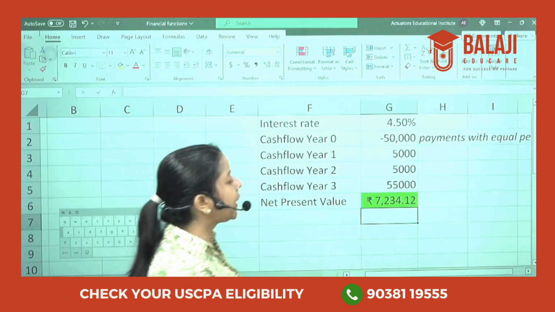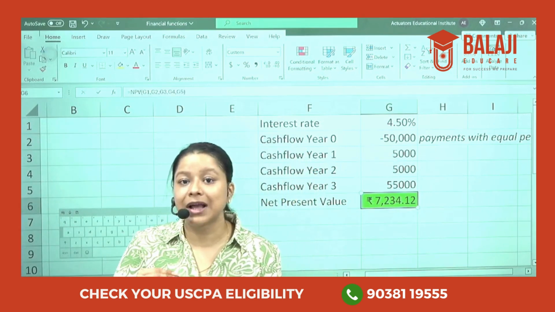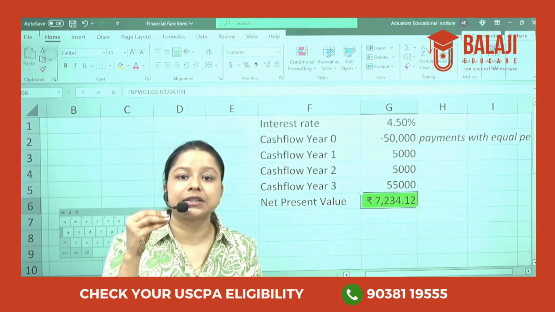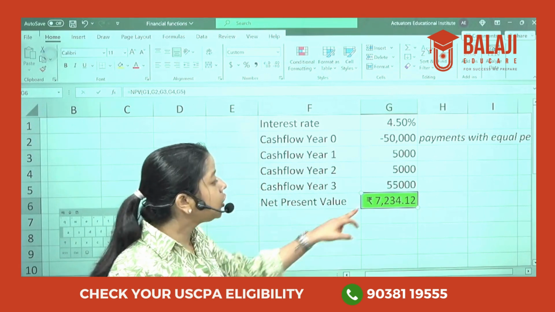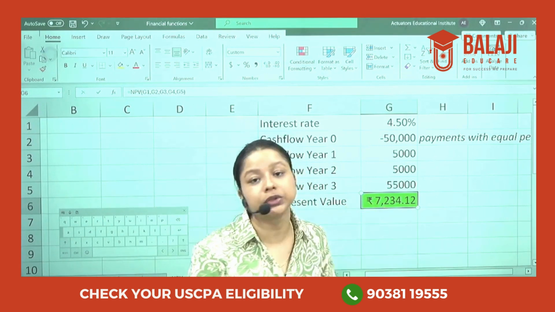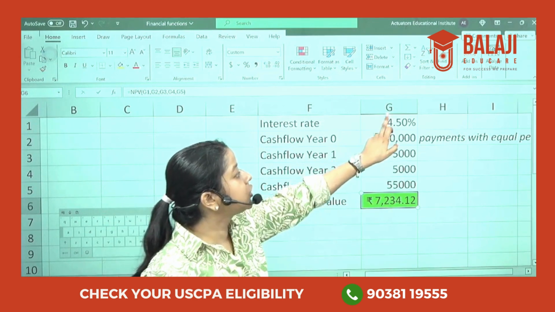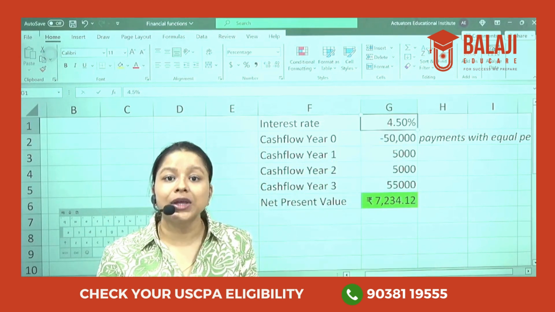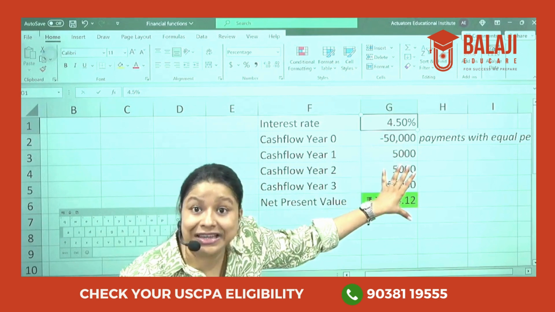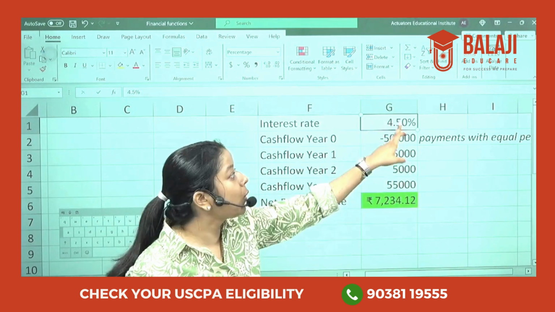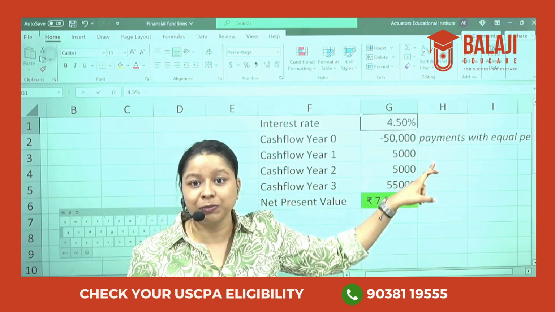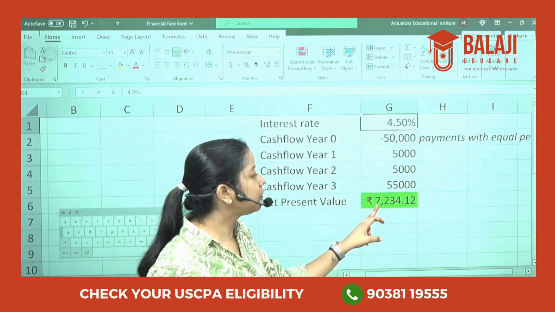Once you hit enter, this is the NPV, which is the present value of all the inflows minus the present value of all the outflows. You are getting an answer of 7,234. So at the interest rate of 4.5%, if you are investing in this project, you are earning an interest rate of 4.5% and the profit for the same will be 7,000.